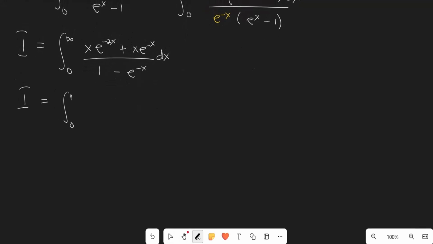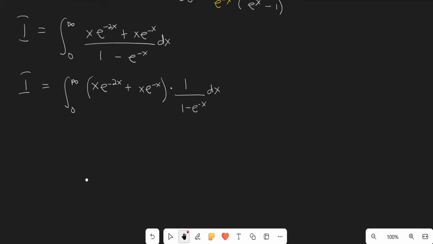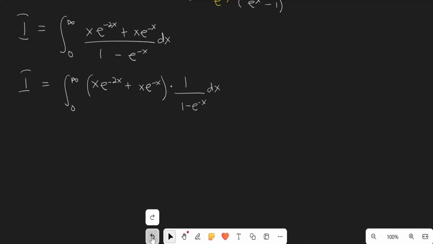So this is the integral from 0 to infinity of x e^(-2x) plus x e^(-x), and this one I'm going to write like this: 1 all over 1 minus e^(-x), dx. This is the same as our integral here.